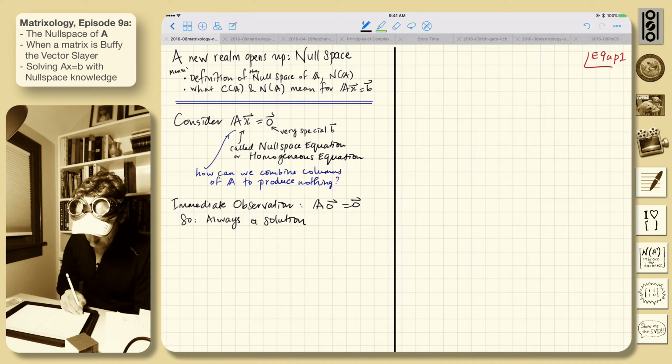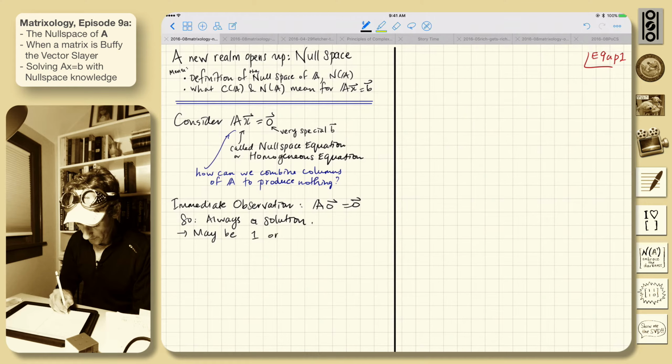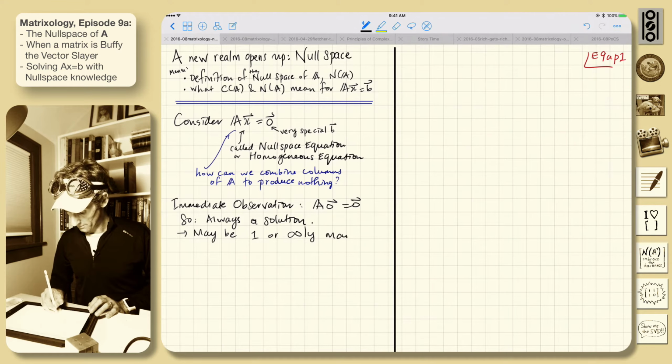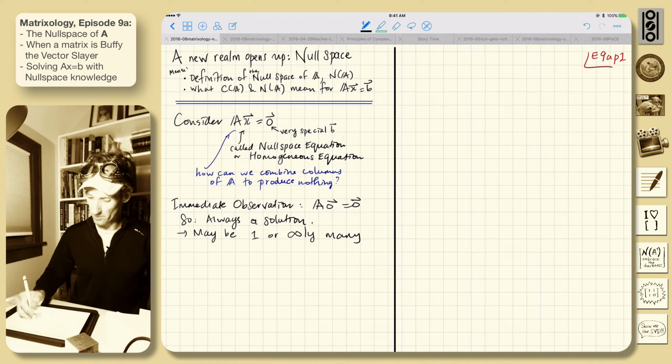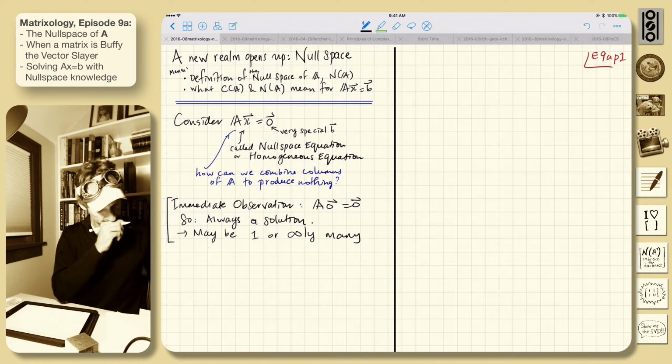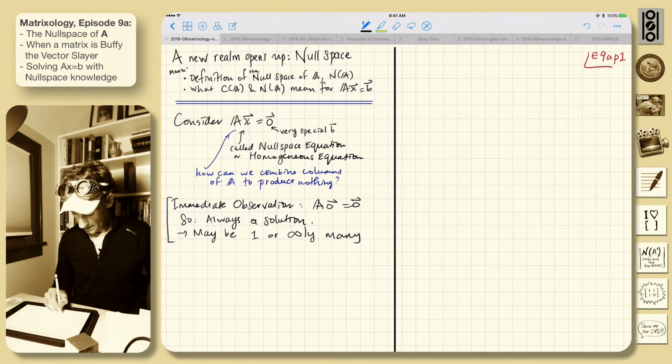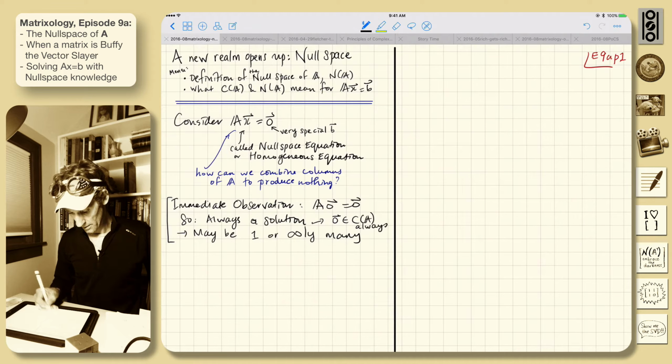Let's think of an example. This is a start: there's always at least a solution, maybe one or infinitely many. Still an AX equals B problem. We know all about these, in principle. Infinitely many. Wow, this is really going to take off, people. Beautiful stuff. Let me just add in here that 0 is always an element of the column space of A.